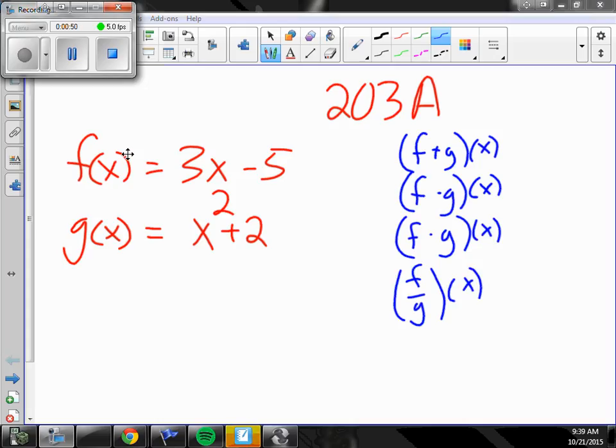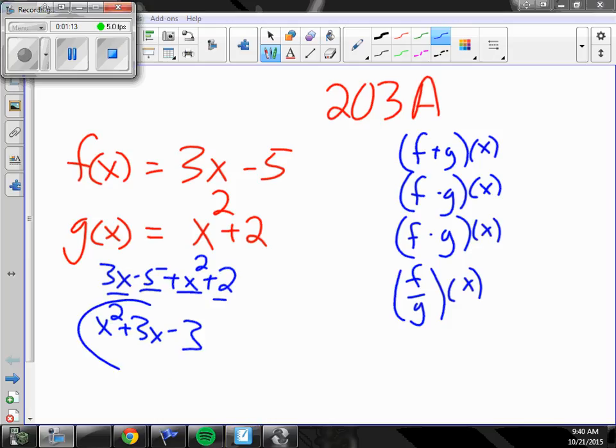So the first one says add the two functions together. All you're going to do is combine like terms. So 3x minus 5 plus x squared plus 2. X squared has no like terms. 3x has no like terms. Negative 5 and positive 2 is minus 3. So this function's name is f plus g of x.